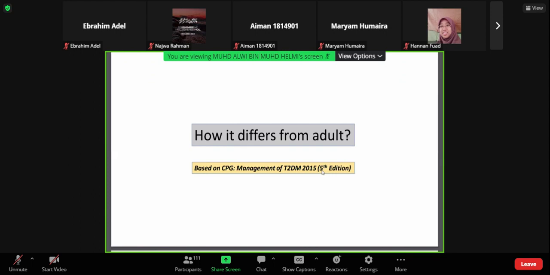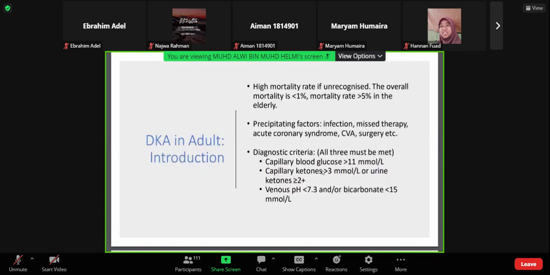So how does DKA in children differ from adults? In children, mortality is very high. Remember, in adults, HHS has a higher mortality compared to DKA. In fact, in type 2 DM, patients develop DKA first, then if not treated, DKA will further progress to HHS. But in pediatric DKA, you rarely get HHS except in type 2 DM. But DKA in pediatrics has a very high mortality.